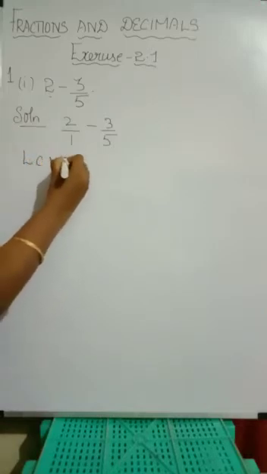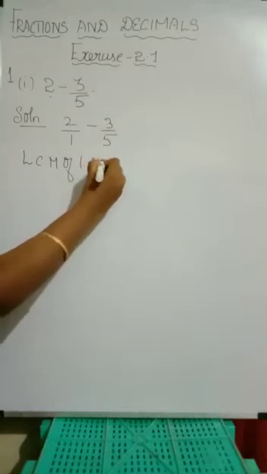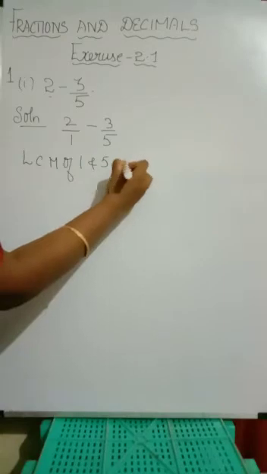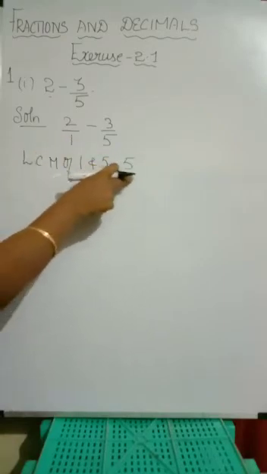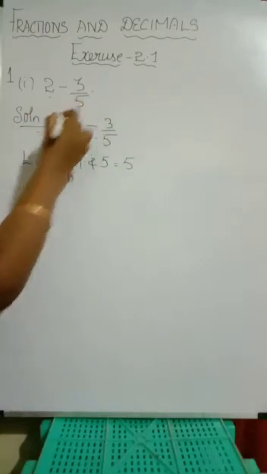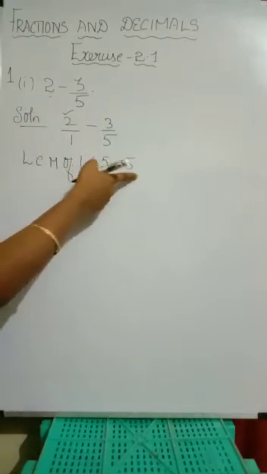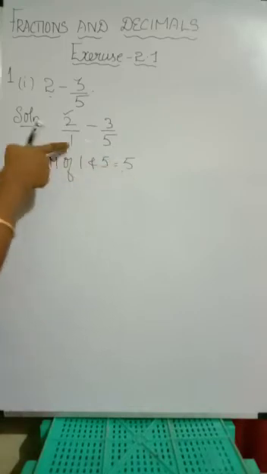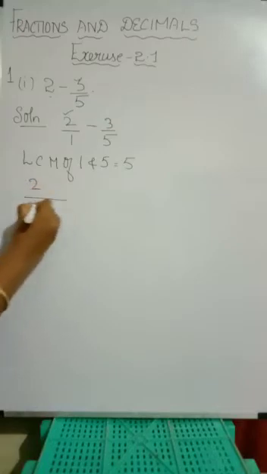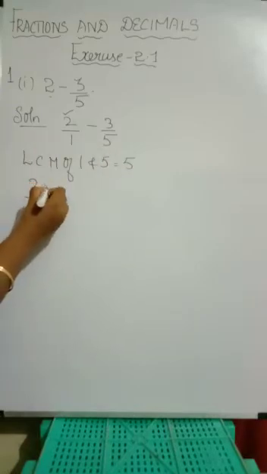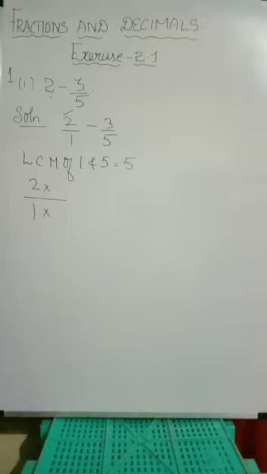Take the LCM of 1 and 5. So what is the LCM of 1 and 5? 5 is the LCM, right? We know that. The LCM of 1 and 5 is 5. Take the first fraction. Why are we taking the first fraction? We have to change the denominator to the LCM. What is the LCM? 5. We have to change the denominator into 5. So the fraction is 2 by 1. Which number is possible to get the LCM, 5, as denominator there?